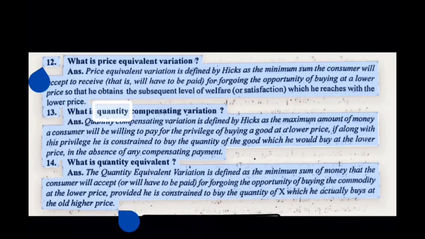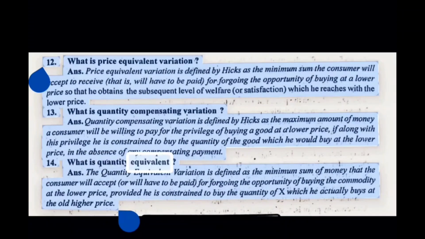13. What is quantity compensating variation? Ans. Quantity compensating variation is defined by Hicks as the maximum amount of money a consumer will be willing to pay for the privilege of buying a good at a lower price, if along with this privilege he is constrained to buy the quantity of the good which he would buy at the lower price, in the absence of any compensating payment.